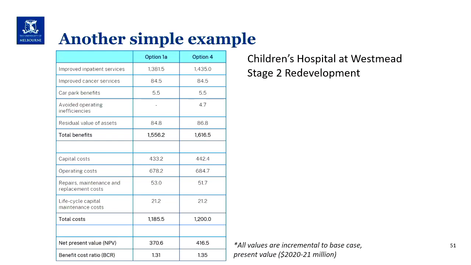So here is just another simple example. Which one do you think is better in this particular example? Okay, so the net present value is higher and the benefit cost ratio also is higher. So that means that in absolute terms and in relative terms, it is a better option than option 1A.